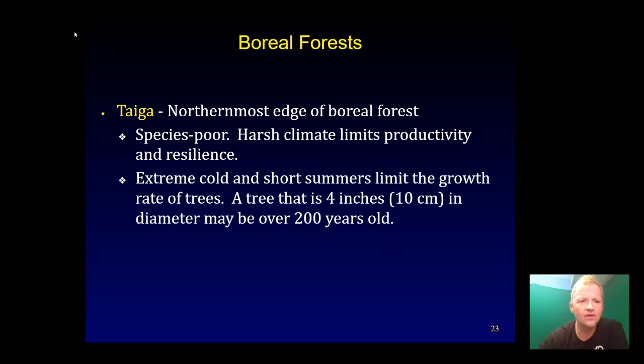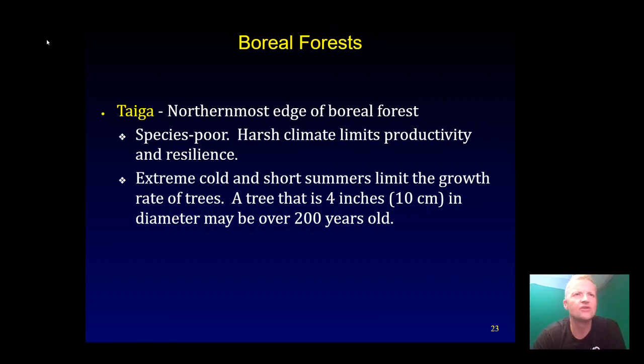Next one is boreal forest or taiga. These are the northernmost edge of the forest, and the species are more poor. It's a harsher climate, so this is like deciduous forest, but you're getting into more of a wintry type of climate, right? Slightly more harsh, due to colder and shorter summers. And due to this, it limits the type of trees that grow and the growth rates.